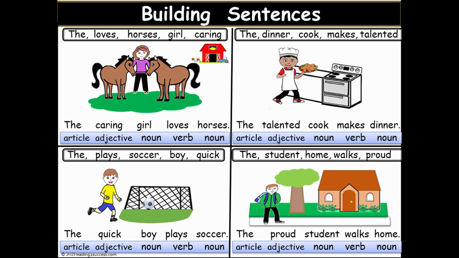This is a completed practice page. The first sentence, number 1, the caring girl loves horses. Number 2, the talented cook makes dinner. 3, the quick boy plays soccer. And 4, the proud student walks home.